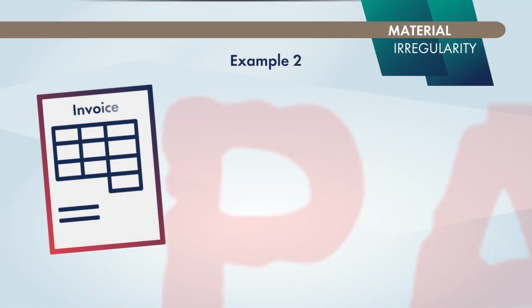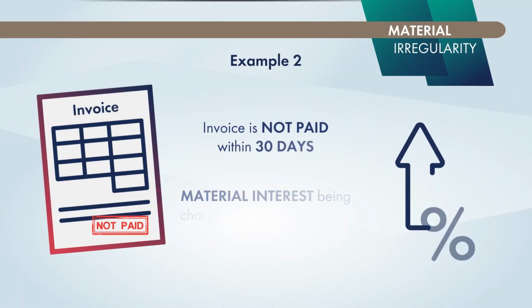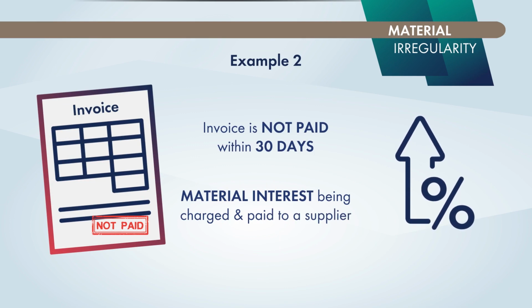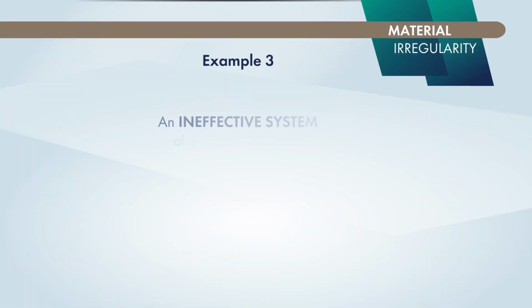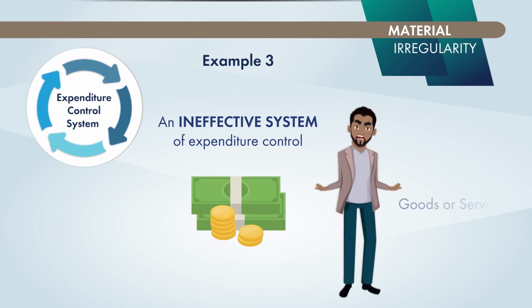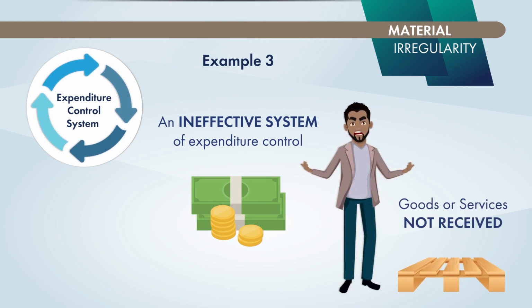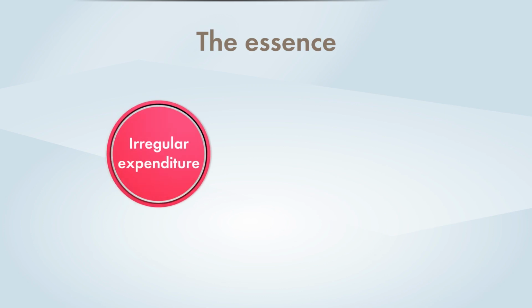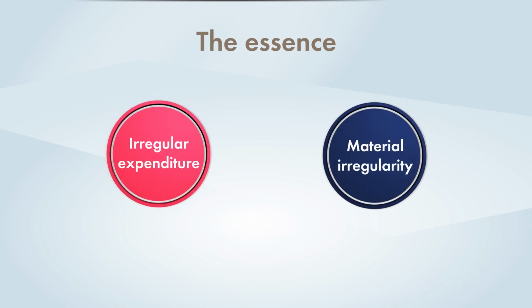When an invoice is not paid within 30 days, resulting in material interest being charged and paid to a supplier, this is material irregularity. An ineffective system of expenditure control resulting in payment for goods or services that have not been received. That's the essence of irregular expenditure and material irregularity.